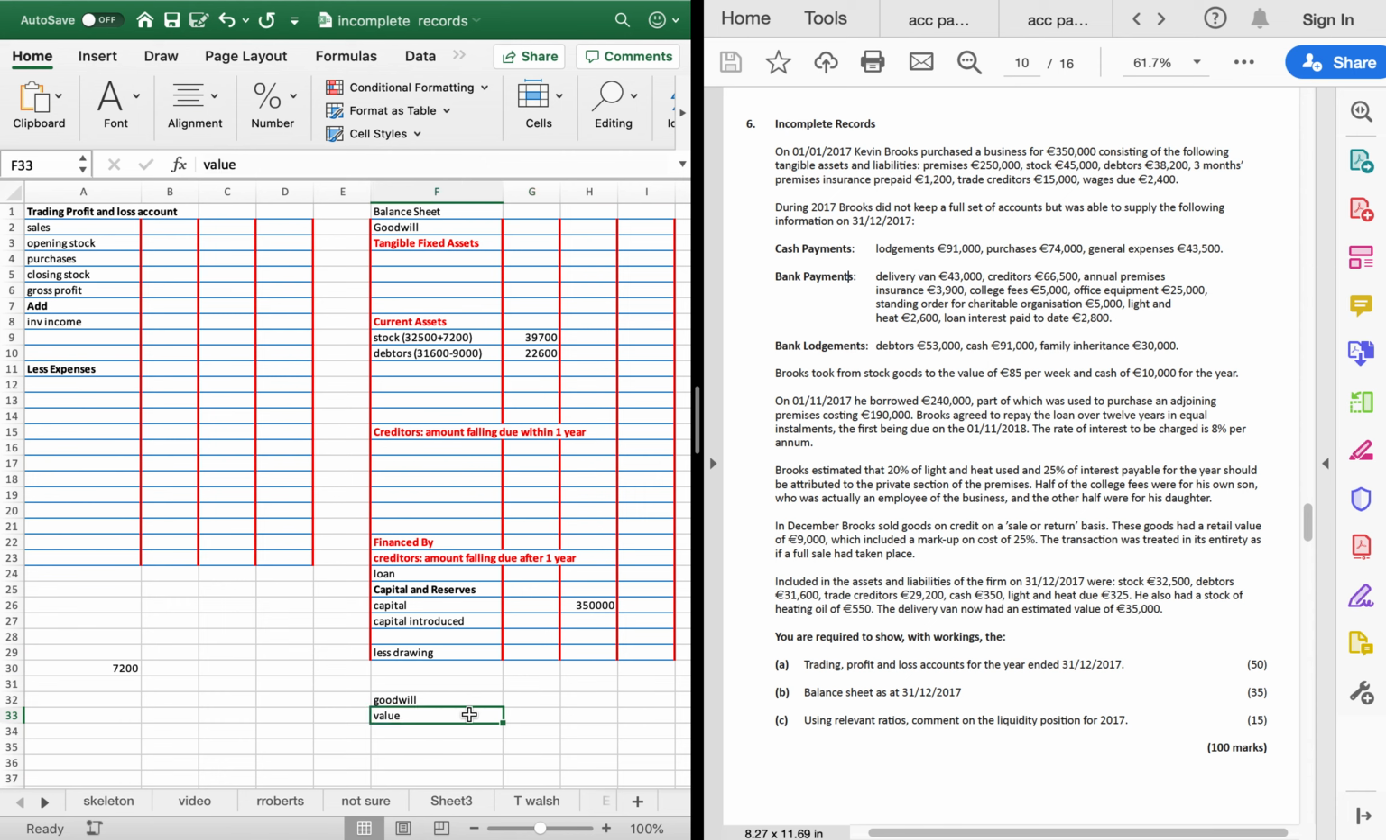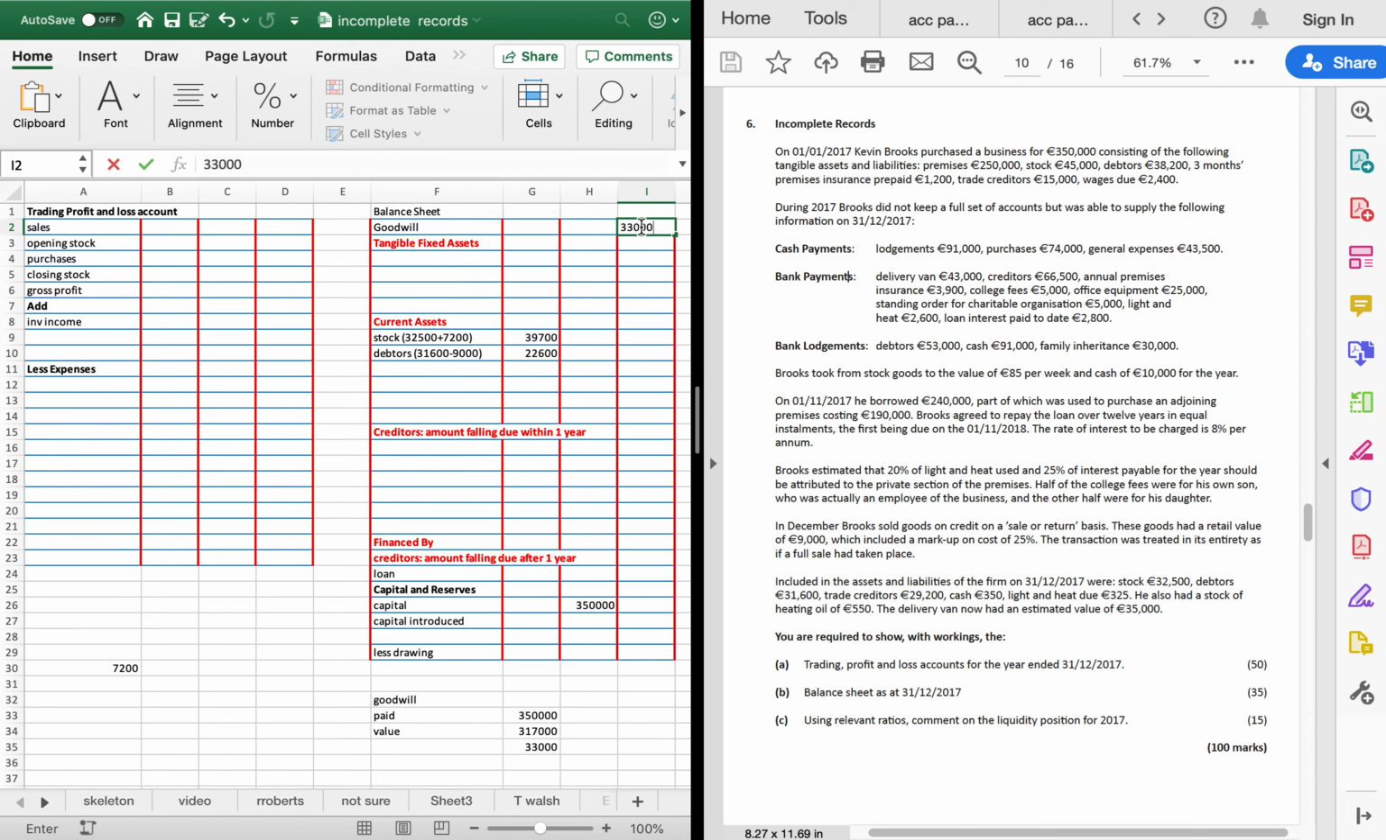So you paid 350, and its value is its assets minus its liabilities from the top. So that's 250 plus 45,000. These are all assets. Plus 38.2, plus insurance prepaid is an asset of 1,200, minus the 15,000, minus 2,400. Okay. So we take them away from each other, and you get 33,000 as your goodwill.